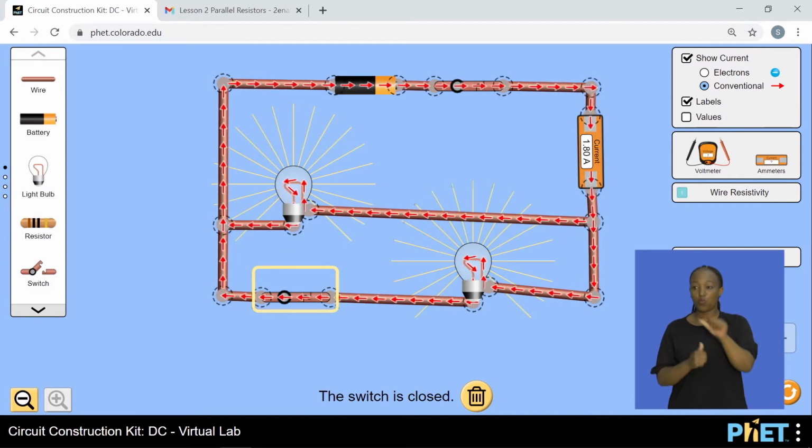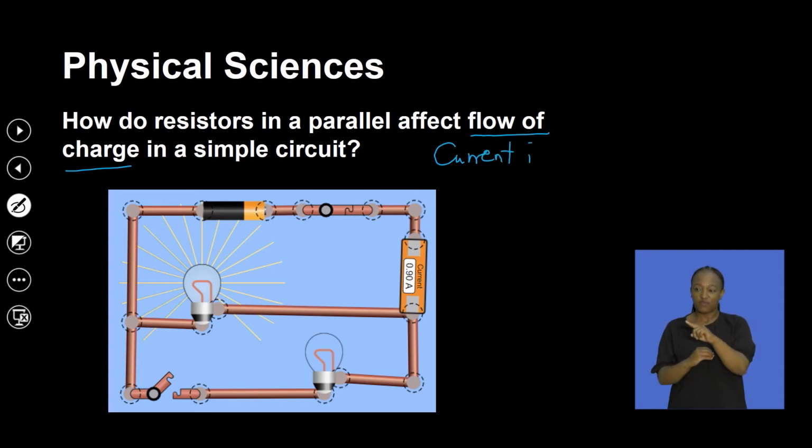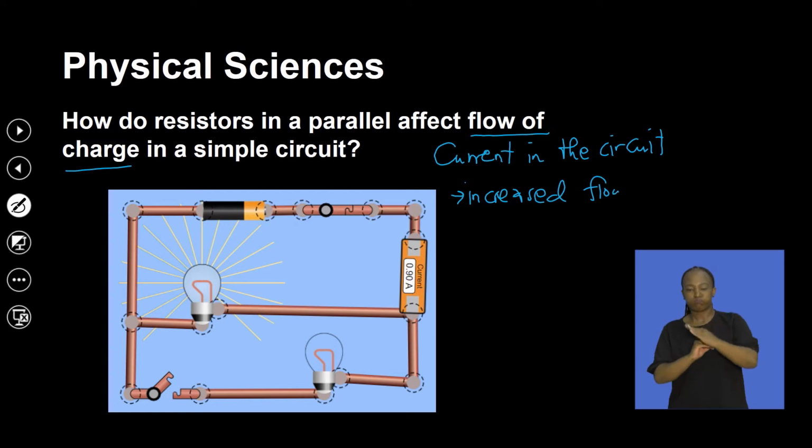So if we go back to our slide, the question that we asked ourselves: how do resistors in parallel affect the flow of charge? And what is this flow of charge? In so many words, this flow of charge is the current in the circuit. Now, by connecting another identical resistor in parallel to light bulb 1, that has increased the current flow. This results in increased flow of charge.